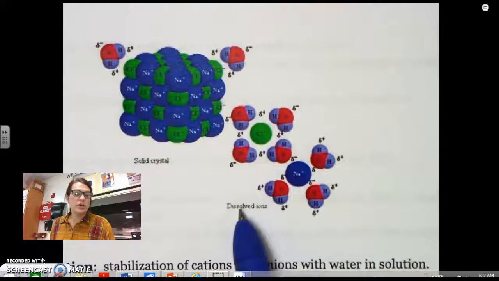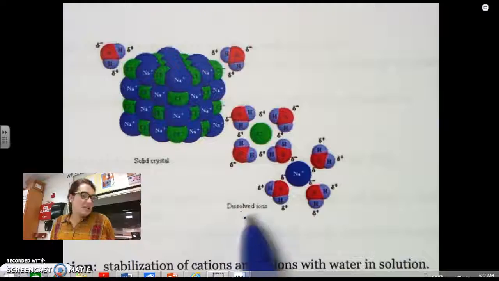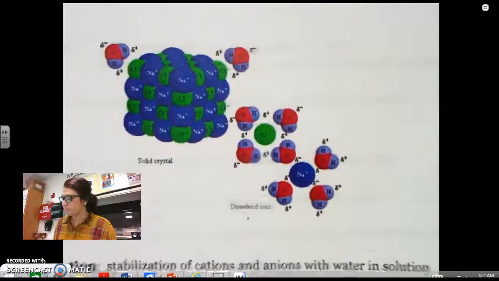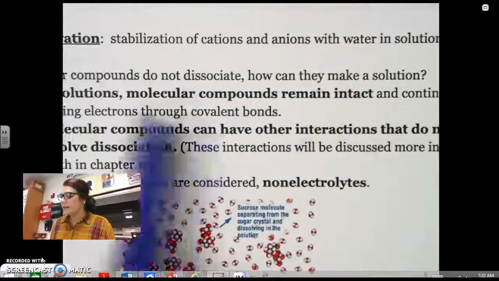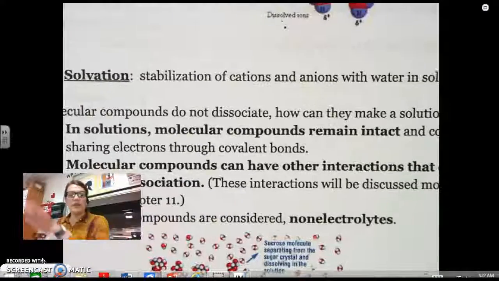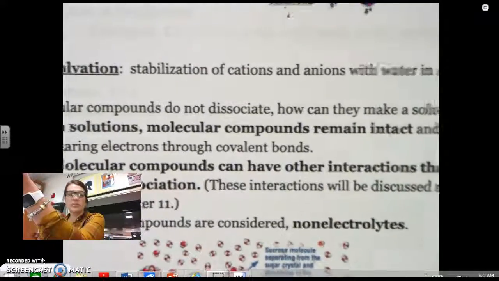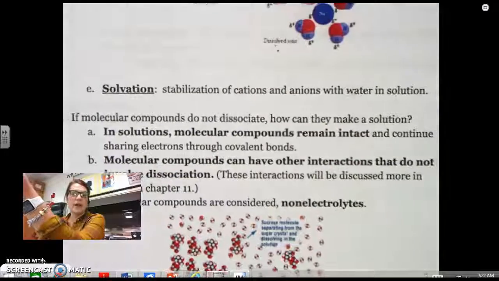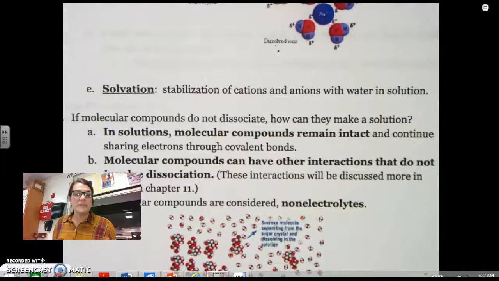So this is what it's going to look like in a dissolved solution when you have an electrolyte present, like sodium chloride. And then the last thing that I want you to know is solvation. Solvation is just the stabilization of cations and anions in water solution, which means that the water solution breaks apart the cations and anions, and then you have a solution that has a solvent and a solute present.